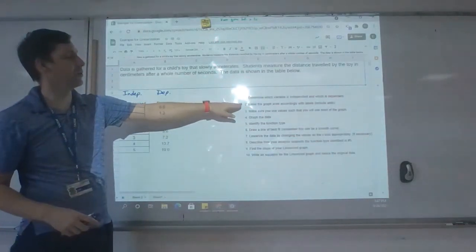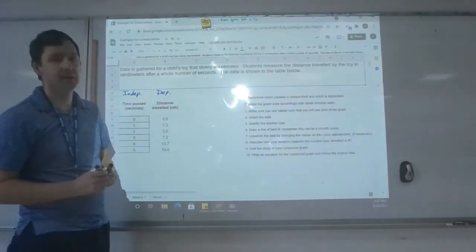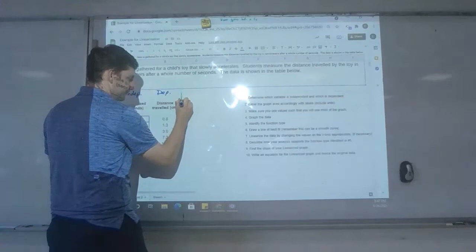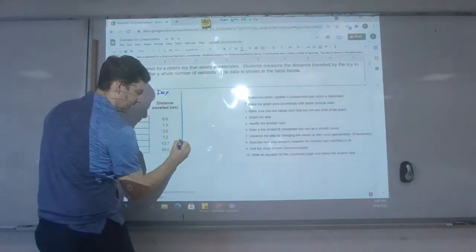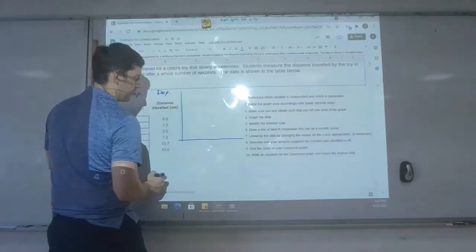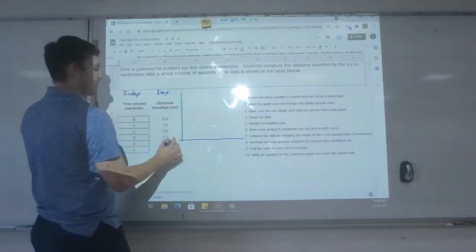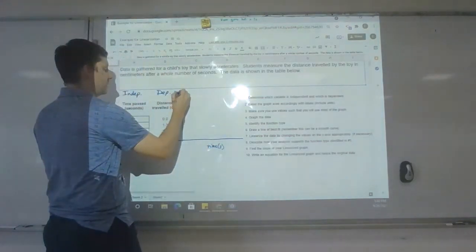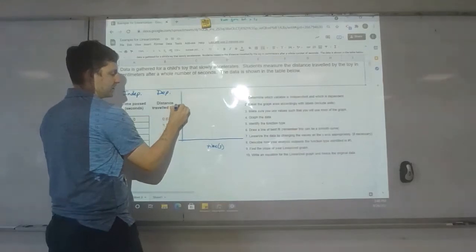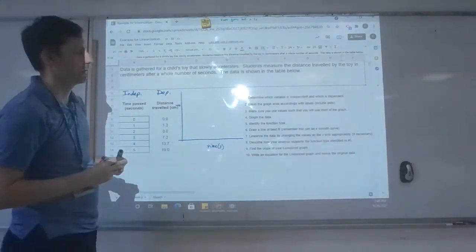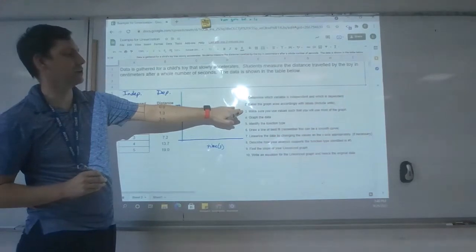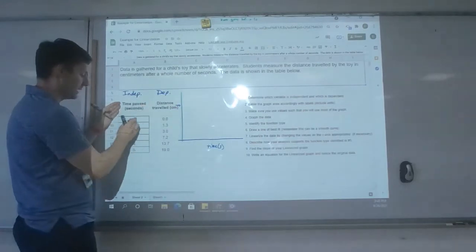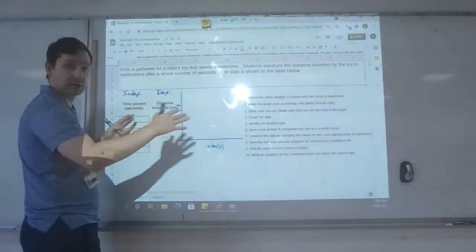Number 2 says label the graph axes accordingly with labels and include units. So we're going to put a graph on here, and hopefully this is going to be big enough for y'all to see. We'll put time in seconds over here, and we'll put distance in centimeters on this axis. Make sure you use values such that you'll use most of the graph. So when we graph, we want to make sure that for time, we get all the way from 0 up to 5, and we want to use most of the graph.